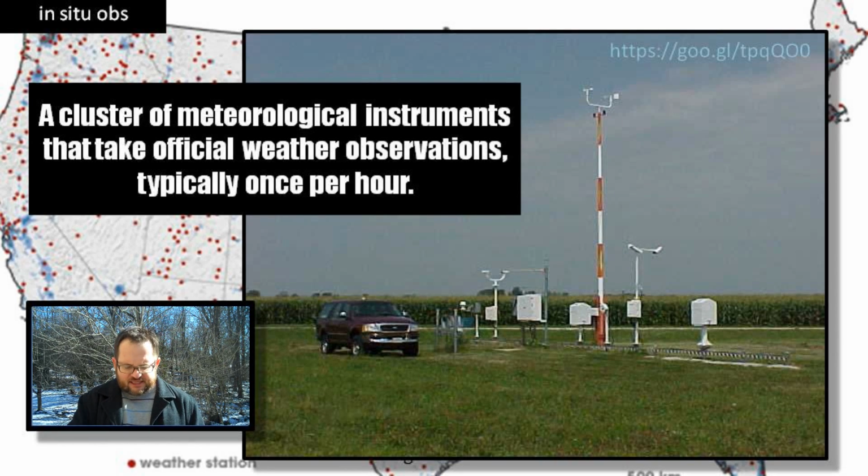Normally they're configured to take these observations once an hour. A lot of these stations are unmanned. Routinely they're just taking these observations on their own and radioing them into some headquarters where they're processed and so on. And there's instruments here that are measuring the wind.